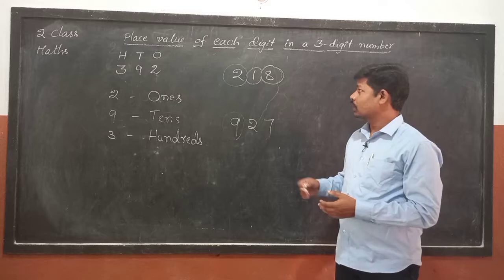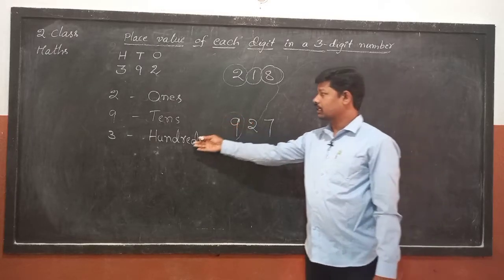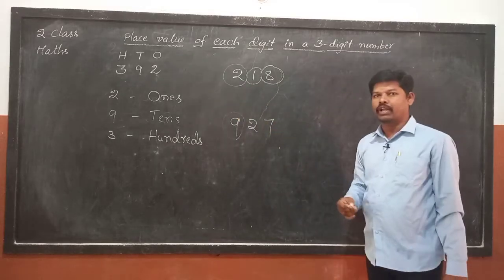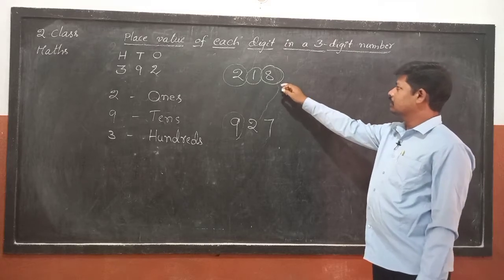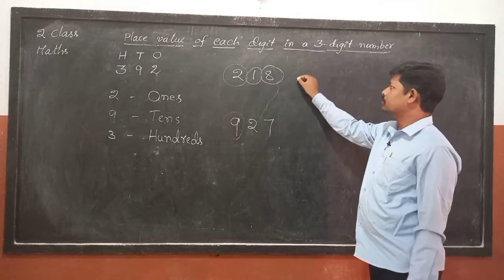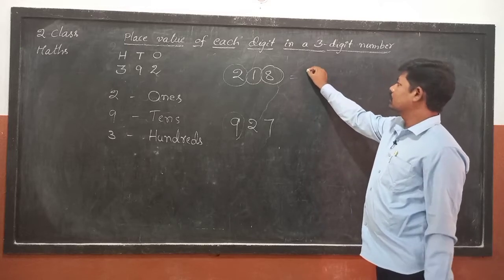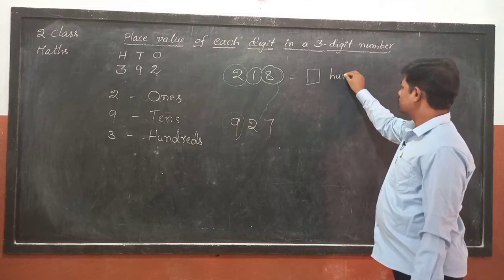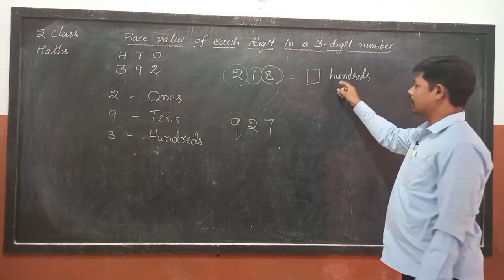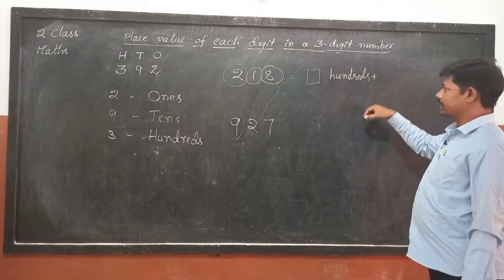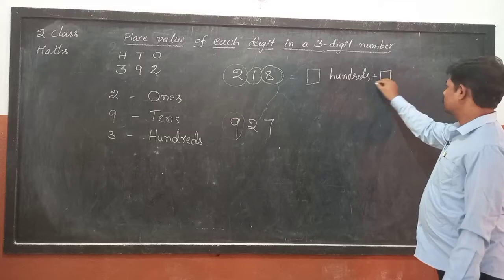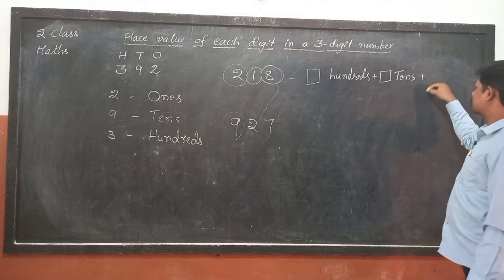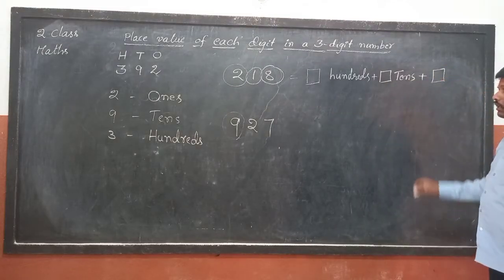Now in this class, one more thing. Just writing hundreds, tens, ones, like that you have to write. For example, I will show you how to write for one number, 218. In words, here a box is given: hundreds, plus a box, this is tens, plus another box, ones.